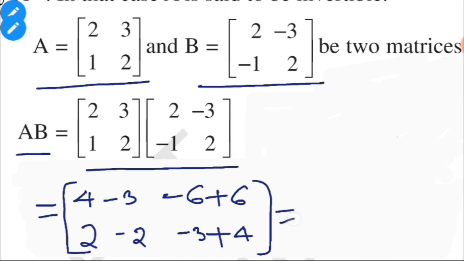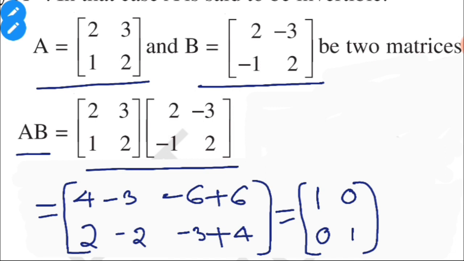That's equal to 4 minus 3, which is 1. Minus 6 plus 6 is 0. 2 minus 2 is also 0. Minus 3 plus 4 is 1. We got the matrix [1 0; 0 1].